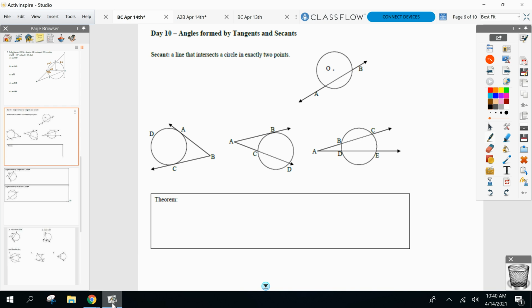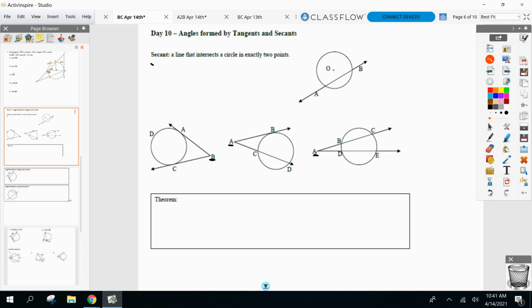But now I have a line that intersects in 2 points. That is called a, anybody want to try to pronounce it? Secant. Correct, secant. A line that intersects the circle in 2 spots is called a secant. So what I've created up here is 3 circles. All of them have an angle on the outside, but they were created 3 different ways.